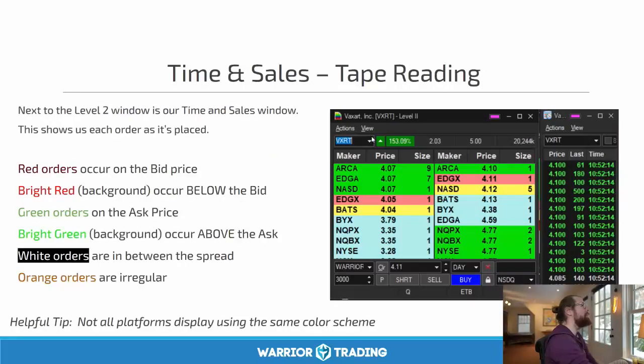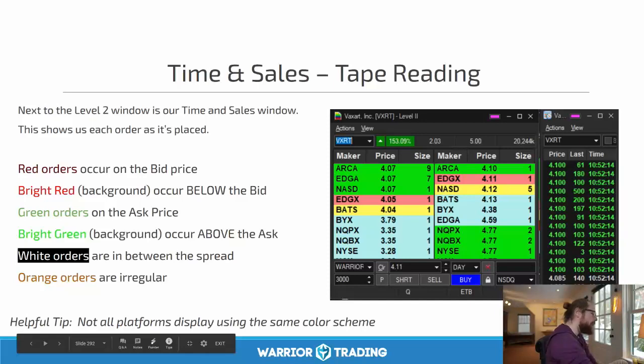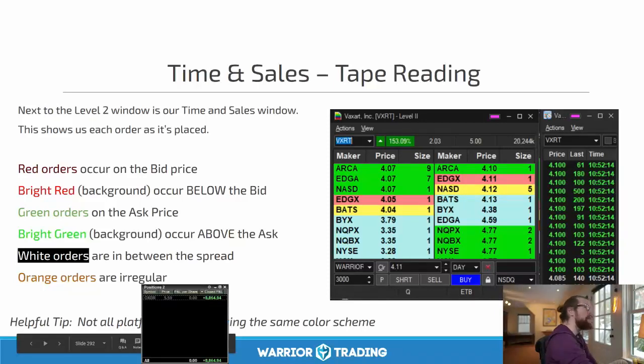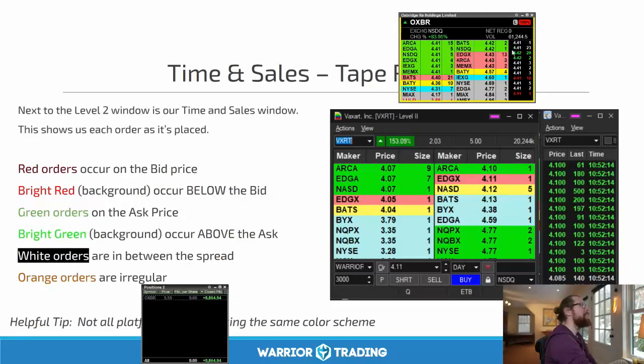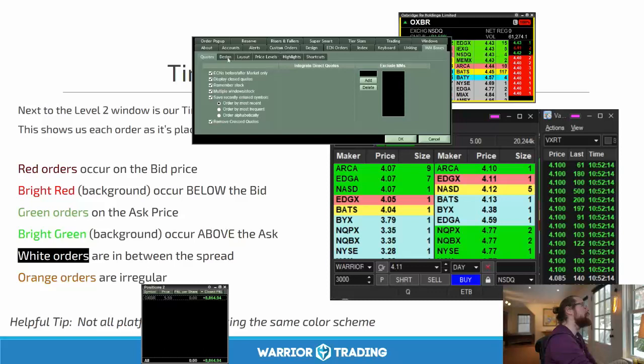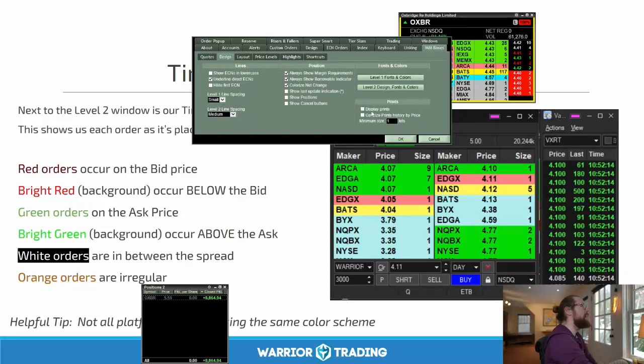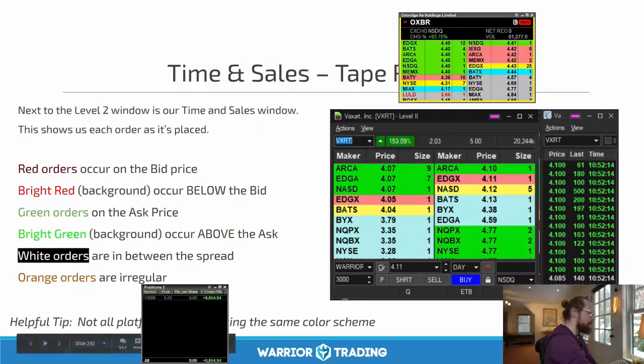So we still have tape, and we call it time and sales. As you can see on that window there, it's connected inside in Lightspeed, but I can go in here to display, and I can turn off those prints. And then I can just use a second time and sales window to have it side by side.